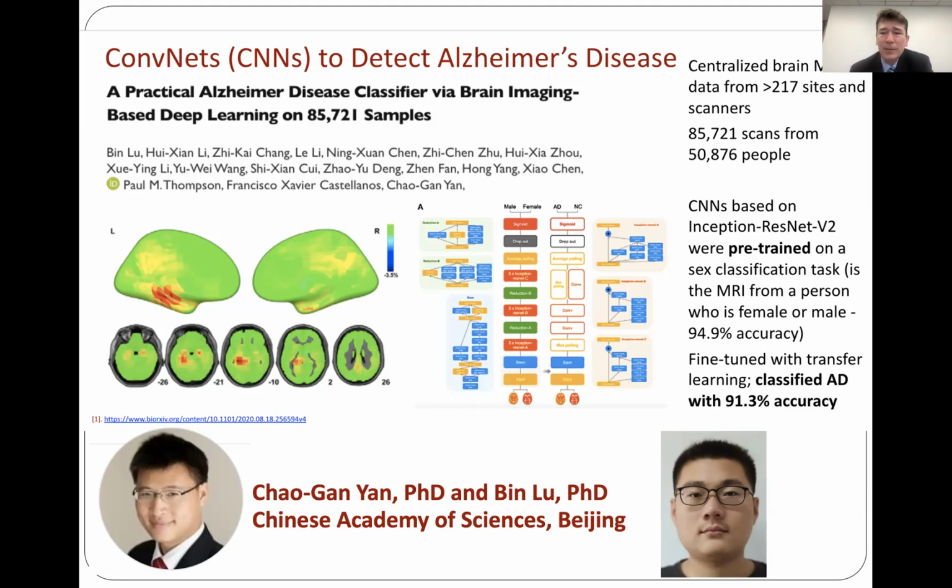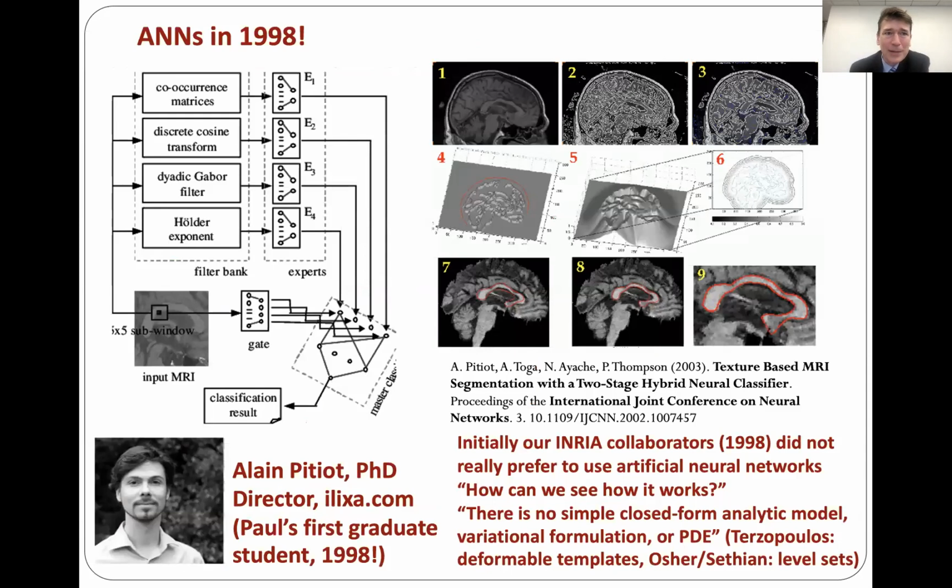But what was different here is that they pre-trained it using transfer learning on a sex classification task, just telling if the person is female or male from their MRI. It was 94.9% accurate on that task. And then they fine-tuned it with transfer learning to classify AD with 91.3% accuracy. Really, really tremendous study. Now, these methods were not always popular.